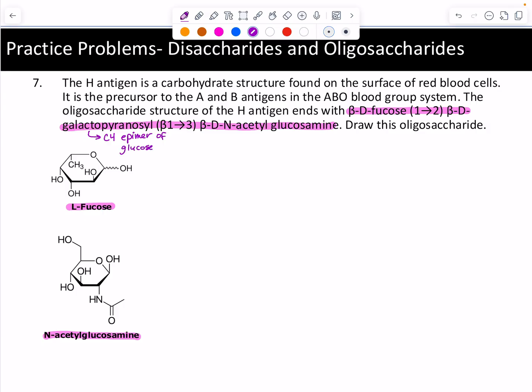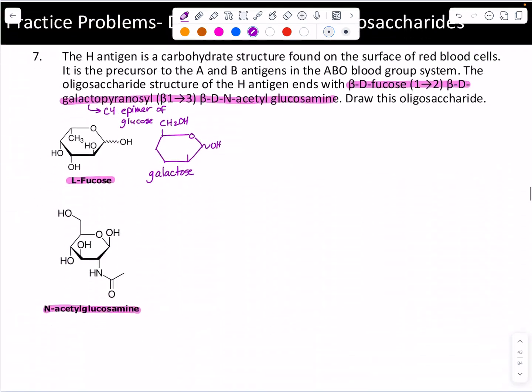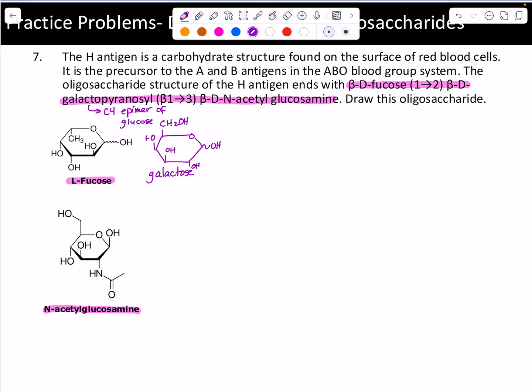So remember that it is glucose. So I'll do galactose here. It's going to be glucose. All right, so there's my OH. There's my CH2OH. With glucose, we go down, up, down. So I'm going to go down, up. At C4, now for galactose, I go up. Okay, so that is D-galactose.